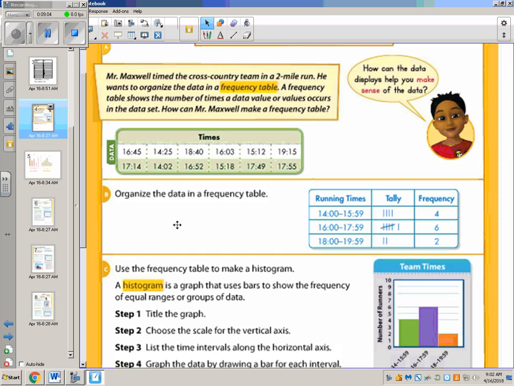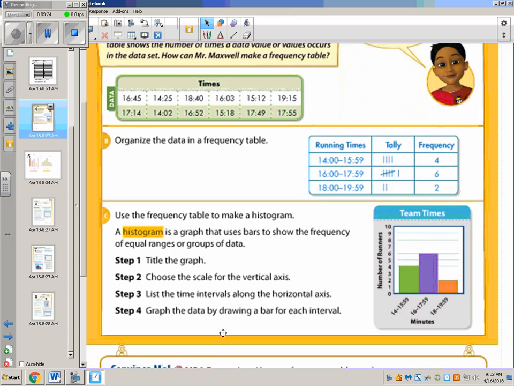So then the next step in making this is just to go through and pick all the times that were between 14 minutes and 15 minutes 59 seconds and put our tally marks. After you have all your tally marks, that's when you go back through and count them to put your frequency. Now, how do I take this and put it into a histogram? So they give us step-by-step directions down here. It tells us our first step is to title the graph. So they put team times because this is the amount of time that their team runs the 2-mile run.